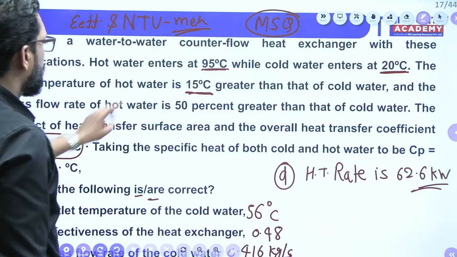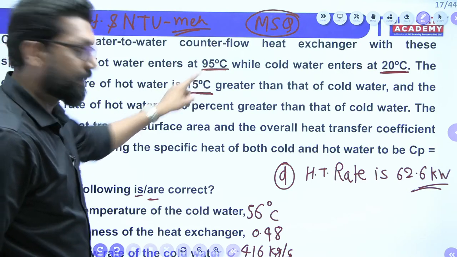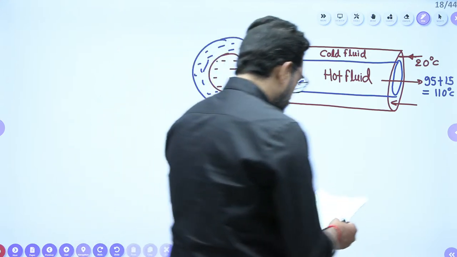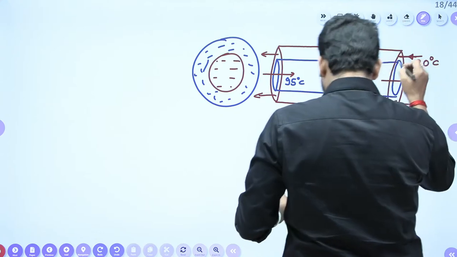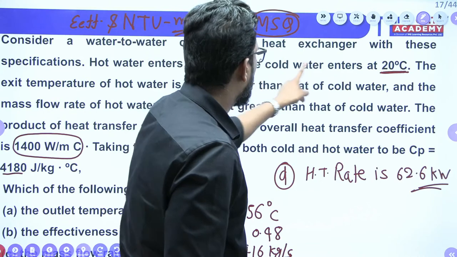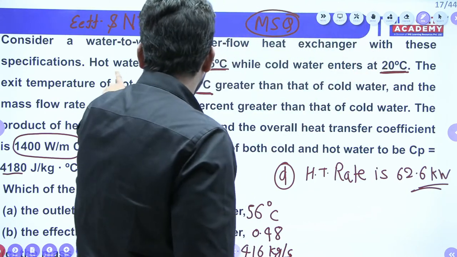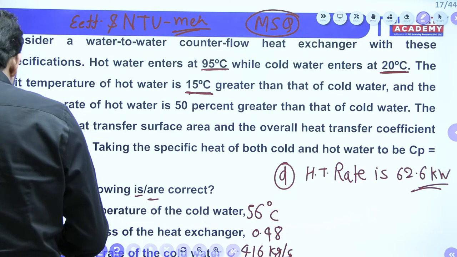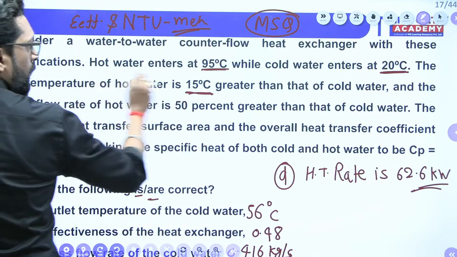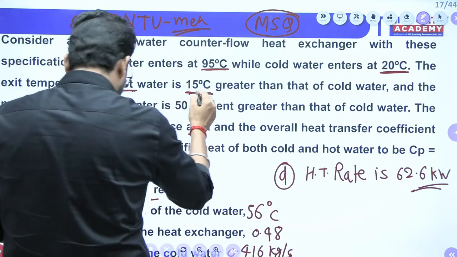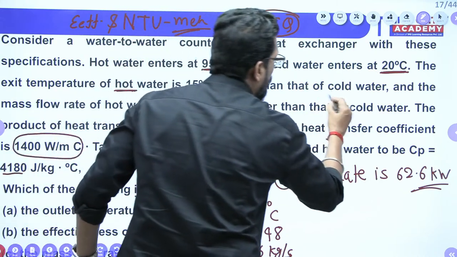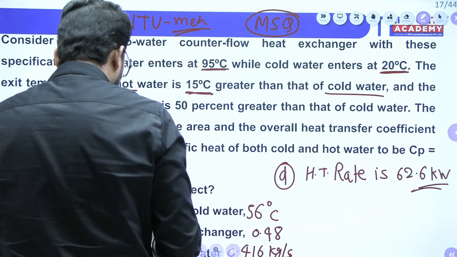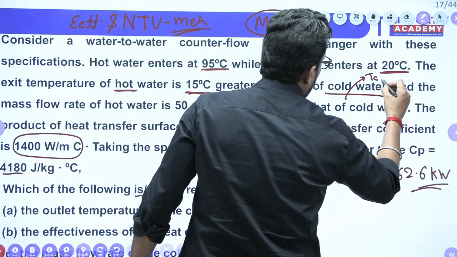Hot fluid enters at 95 degree centigrade, while the cold fluid enters at 20 degree centigrade, okay, no problem. So entry of hot fluid and entry of cold fluid are given, no problem at all. Now the exit temperature of hot fluid is 15 degree centigrade greater than the cold water exit temperature. So what is the cold water exit temperature? It is not given. Cold water outlet is not given.